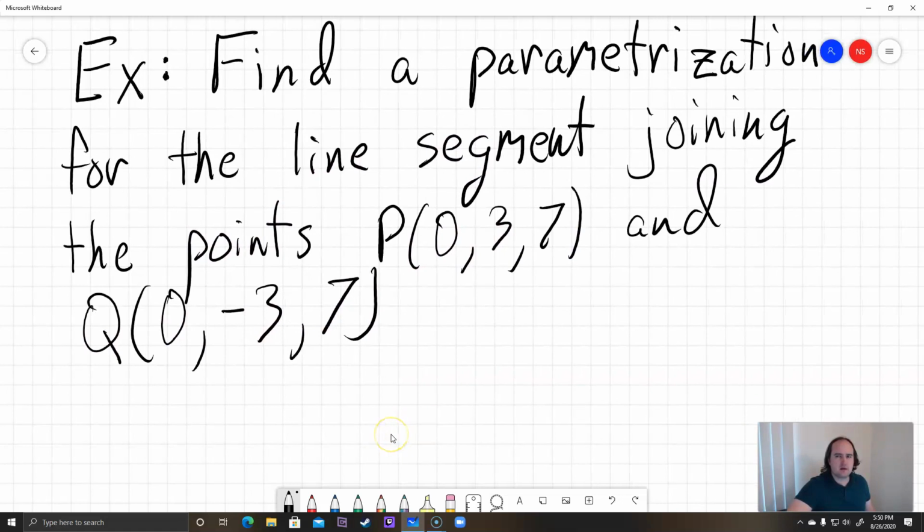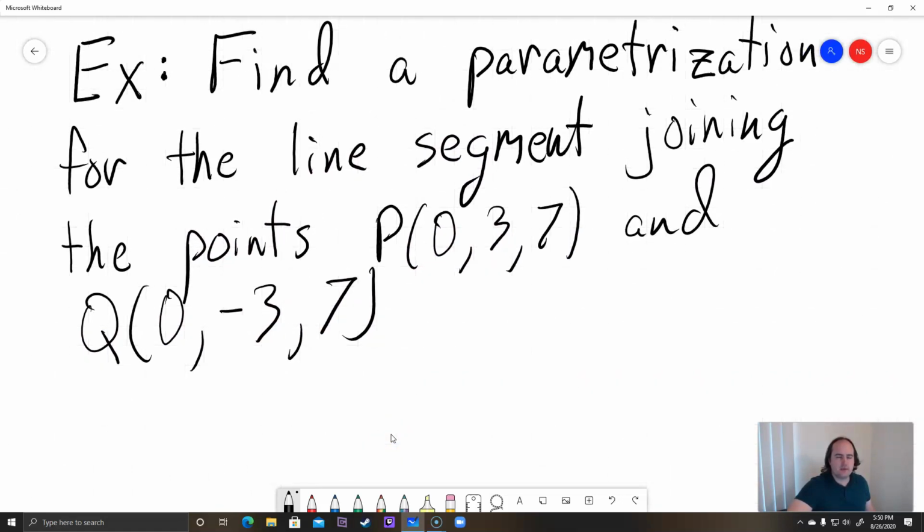Okay, so the trick here is you actually want to find a parameterization for the entire line first, and then you're going to restrict the value of t, the parameter, so that it works for your little line segment.